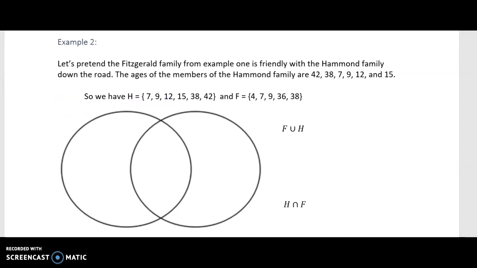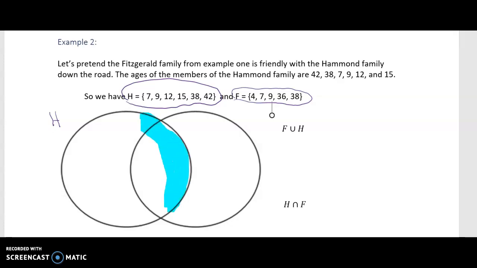Let's pretend the Fitzgerald family from the previous example is friendly with the Hammond family down the road. The ages of the members of the Hammond family are 42, 38, 7, 9, 12, and 15. So we have our sets written here for the Hammond family and for the Fitzgerald family. We need to find F union H and H intersect F. So what we're going to do is draw a Venn diagram. We have two circles. The first circle on the left is going to represent the Hammond family.